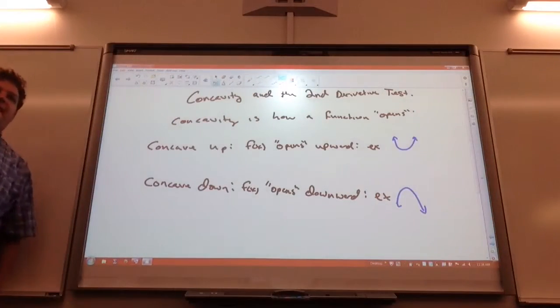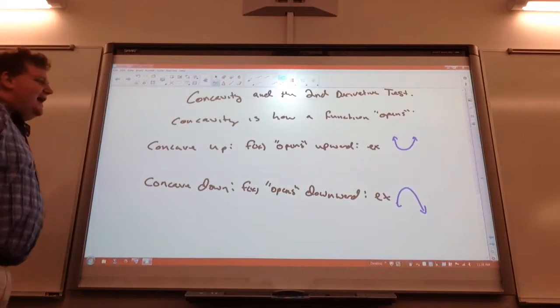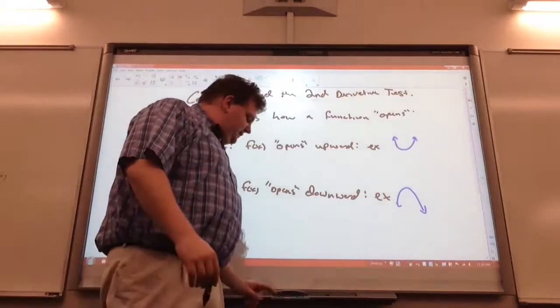No left and right, just up and down. There's no concave left, concave right; there wouldn't be a function. We don't care about left or right, basically. Now, what does this have to do with the second derivative?